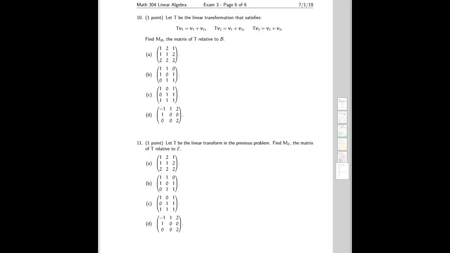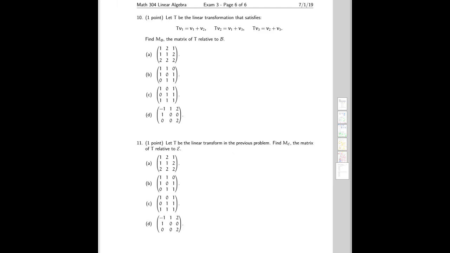Okay, so now I want to do question 10. So we have a linear transformation, and we have a basis v1, v2, v3. It doesn't really matter what the basis is, just as long as we know that v1, v2, and v3 are a basis for this problem.